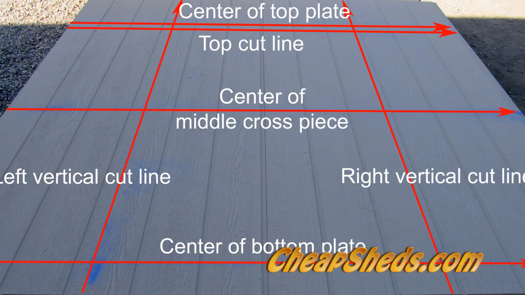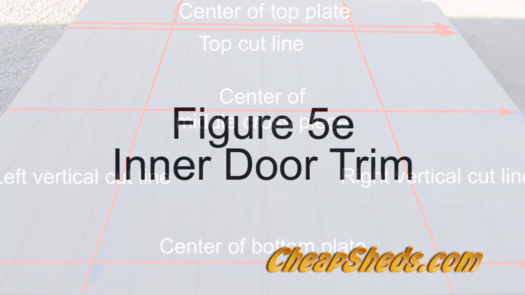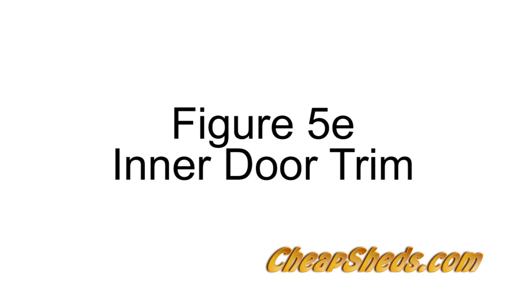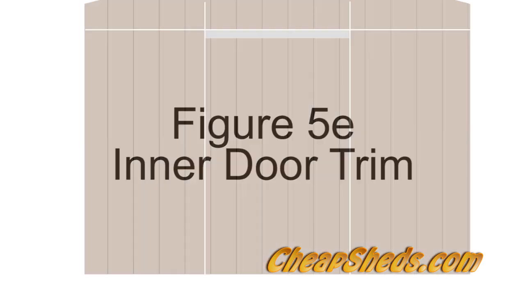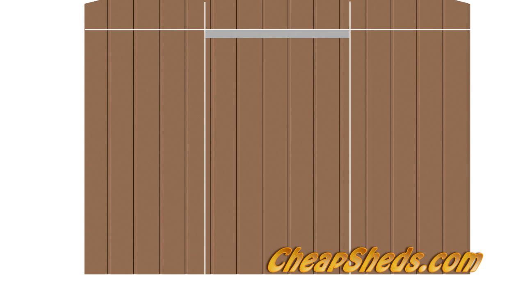Now you should have 2 vertical chalk lines, 4 horizontal chalk lines, plus the chalk lines across the top of the truss of the gable end walls. See Figure 5E inner door trim. Measure and cut a piece of trim to fit between the 2 vertical cut lines at the top cut line. Place the top edge of this piece at the top cut line and nail it 3/4 inch from its bottom edge and within 2 inches of each end.